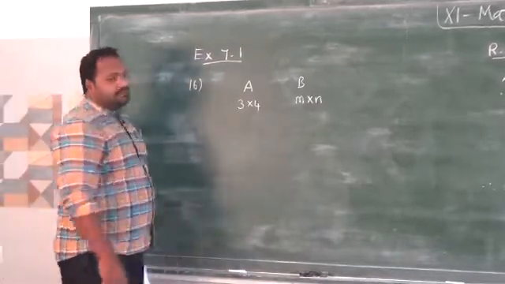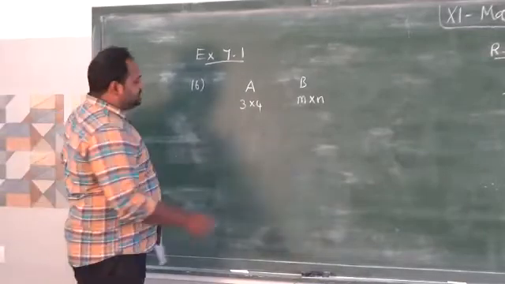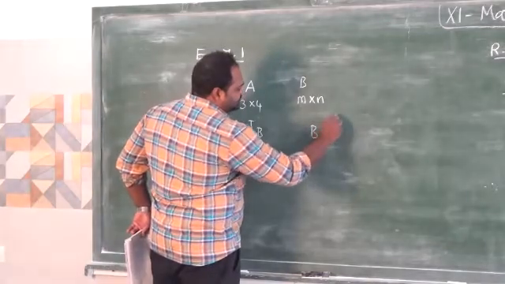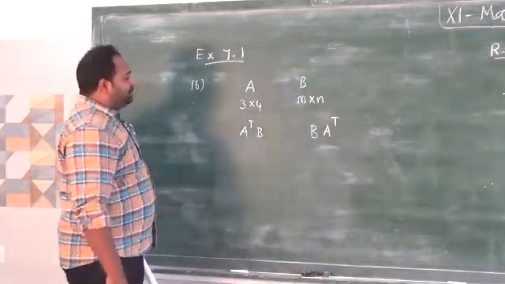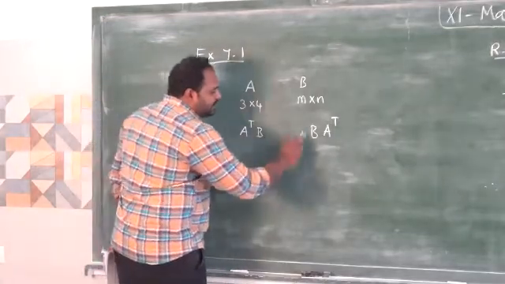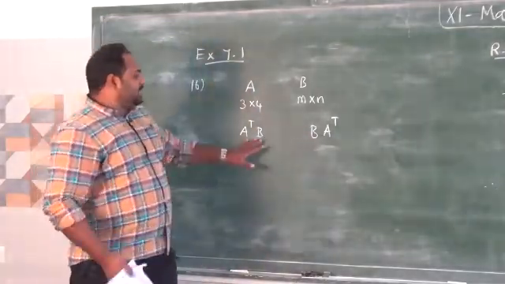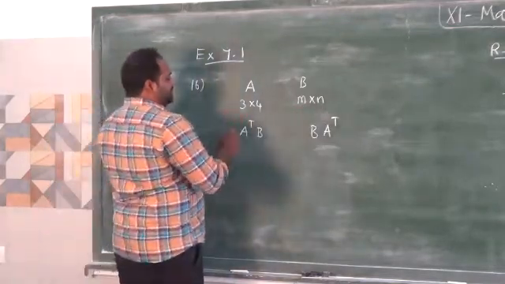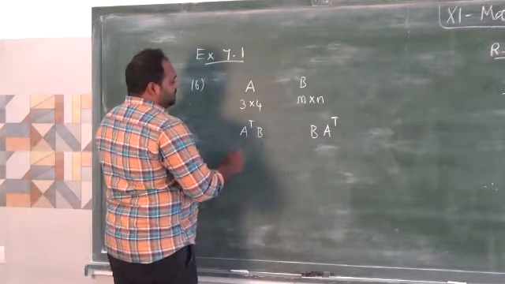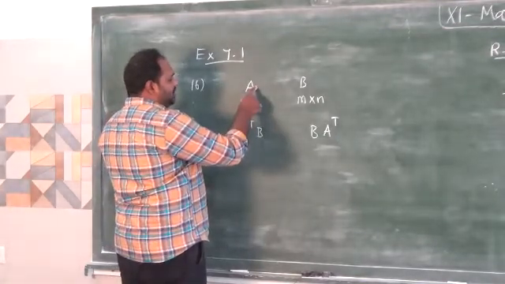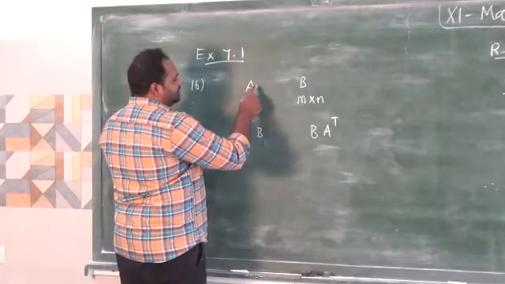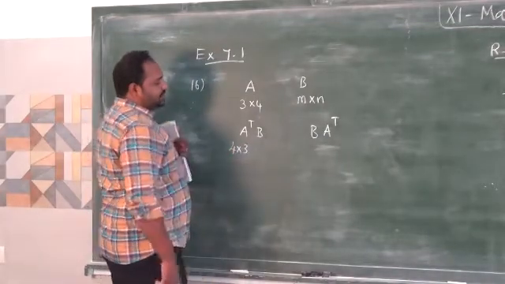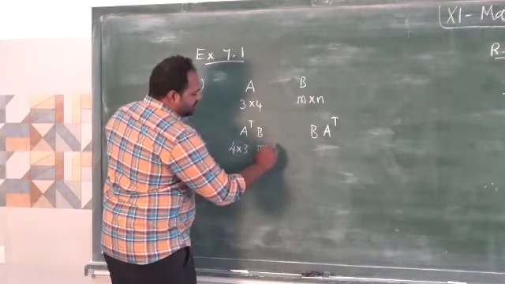Here we are given that A transpose B is defined, and B A transpose is also defined. Using these defined statements, we can find M cross N. Now, what is A transpose B? 3 cross 4 is the order of A. If you take the transpose of A, the order changes to 4 cross 3. B order is M cross N.